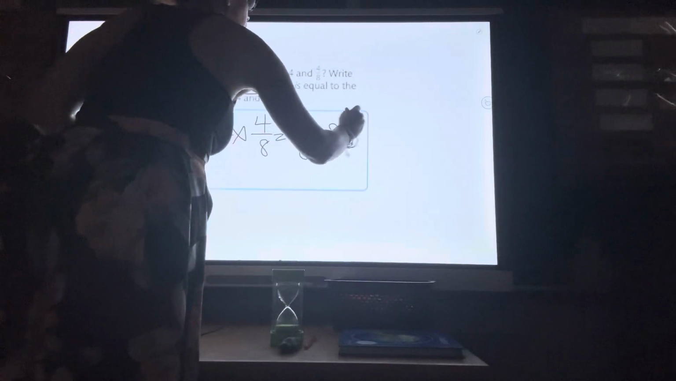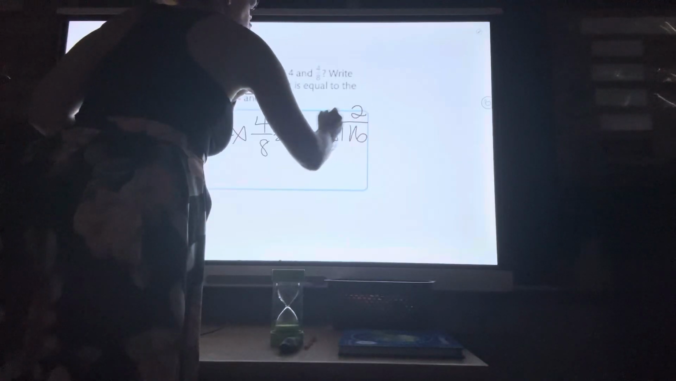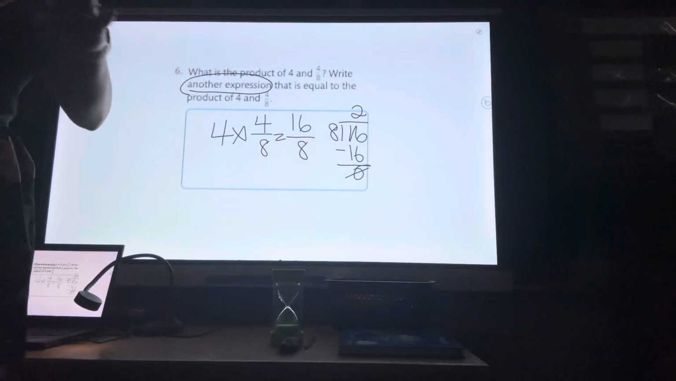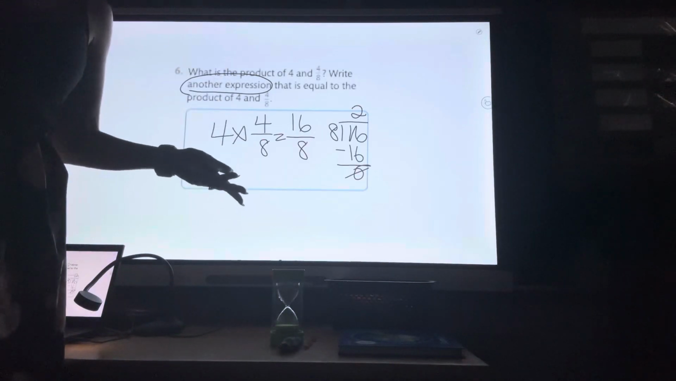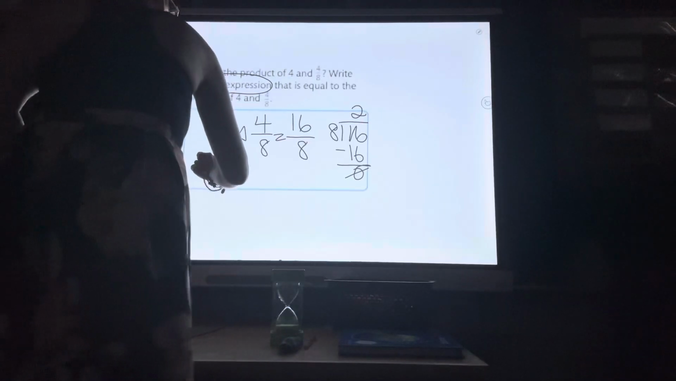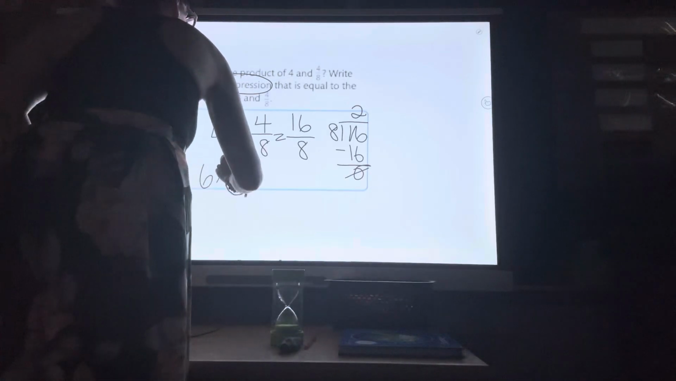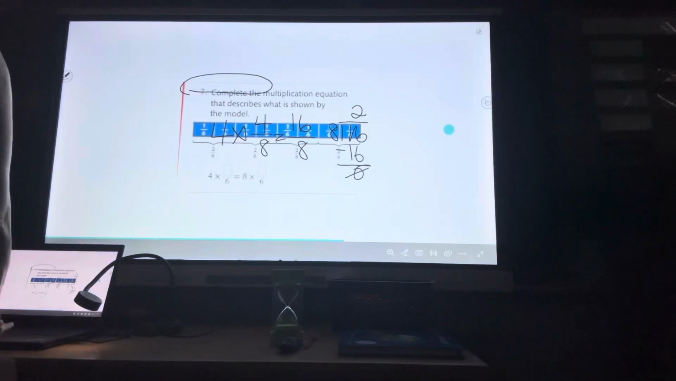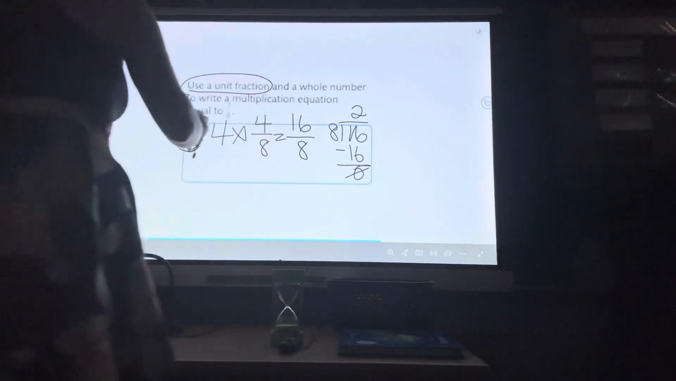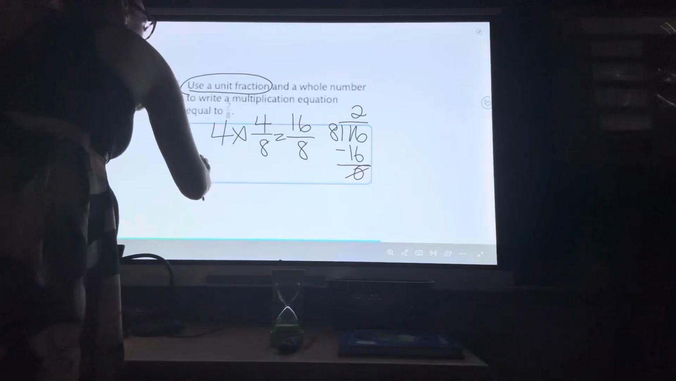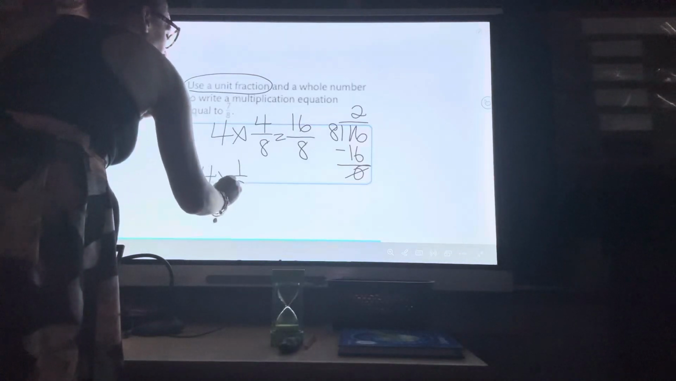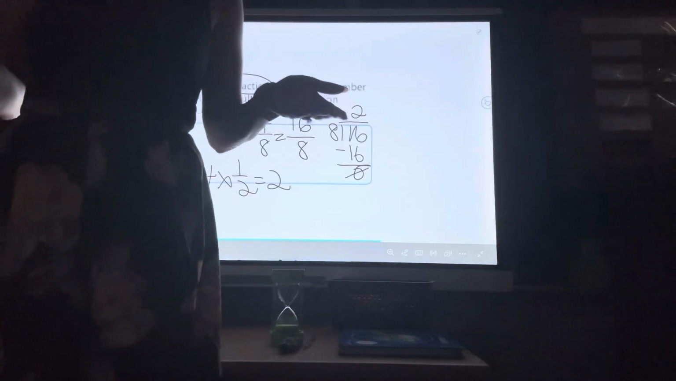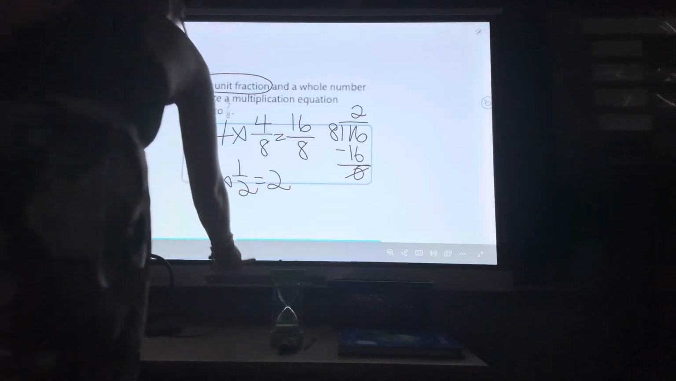8 divided into 16 is 2. Regular 2, whole number. Now, you can come up with any expression you want that equals 2. You could do 4 times 1/2, and you would get 2. You could show me 2 times 1 is 2, and you would be correct, as long as your expression equals 2.